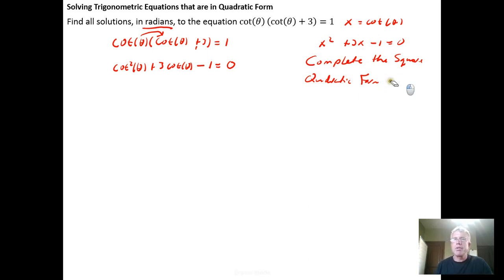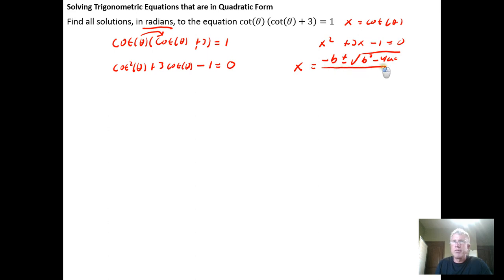So if we were to use the quadratic formula instead of completing the square, what would we get? We would say, hey, what's the quadratic formula? It's x equals the opposite of b plus or minus the square root of b squared minus 4ac, all over 2 times a. And in this case, a would equal 1 because 1 is the coefficient on x squared.